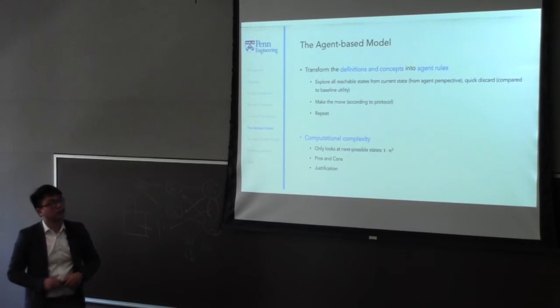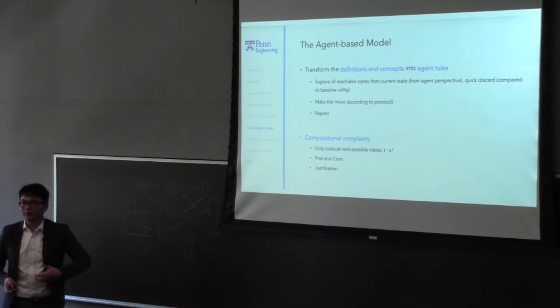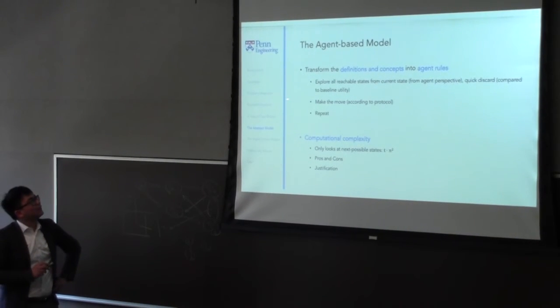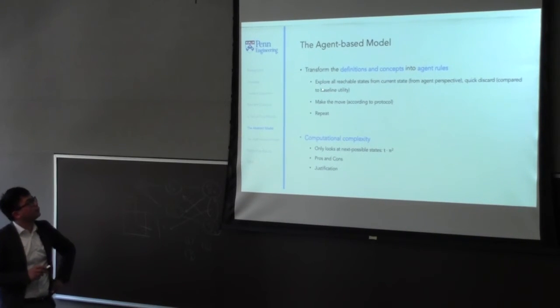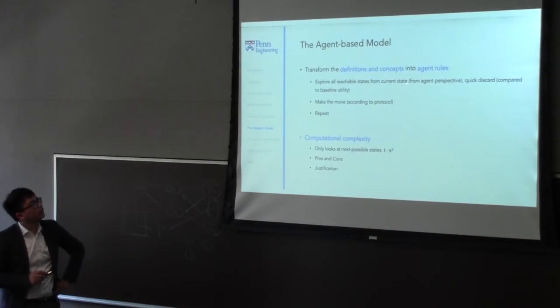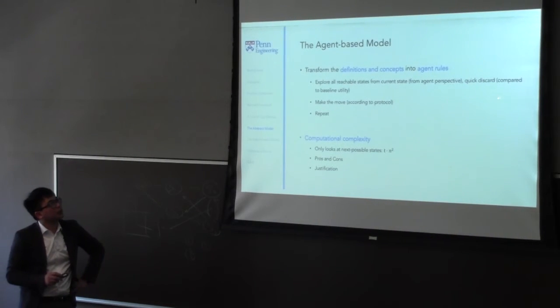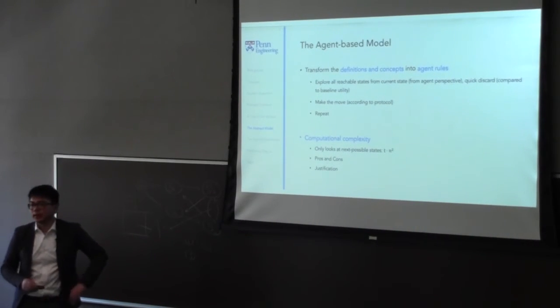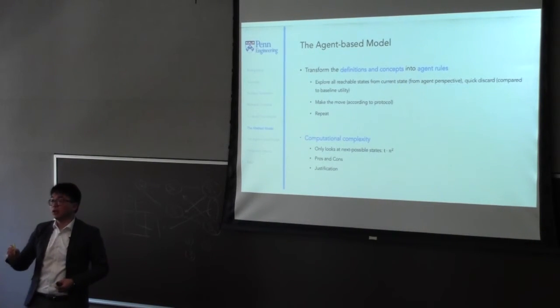Well, agent-based modeling comes to the rescue. It's kind of cheating in a way, but not really, as I'll explain in a bit. The whole idea is that we transform definitions of the concepts into agent rules. We explore all reachable states from the current state from an agent perspective. We quickly discard states with an algorithm that compares all the possible states to the baseline utility. The baseline utility is the utility received by being solely on your own.